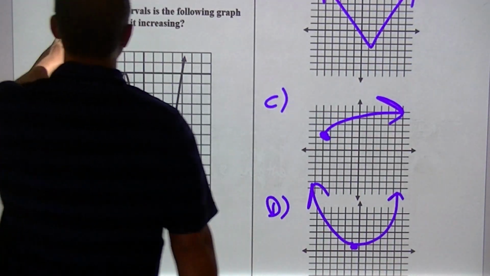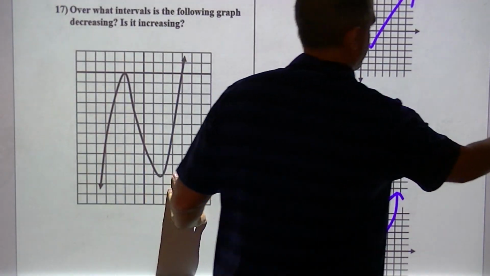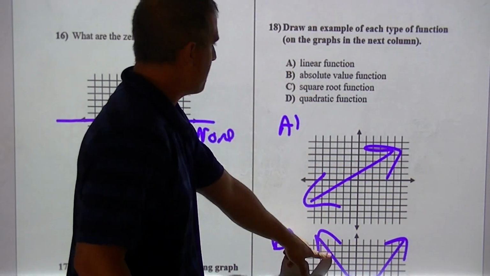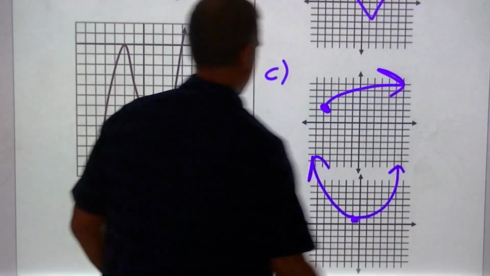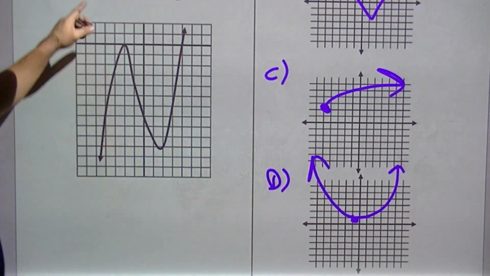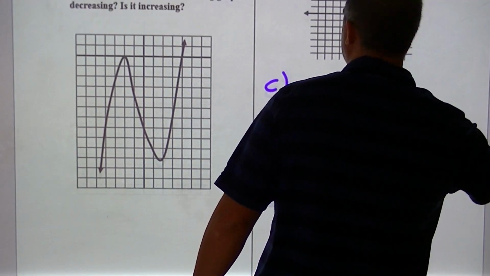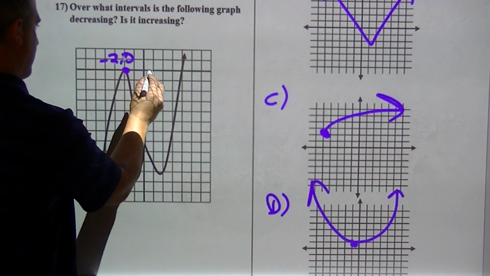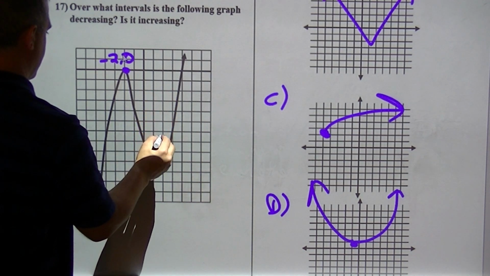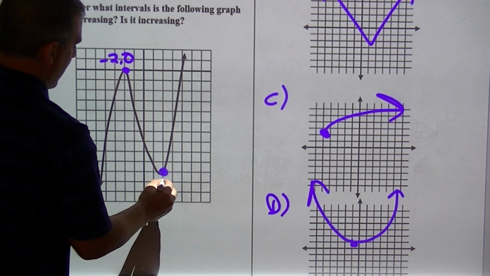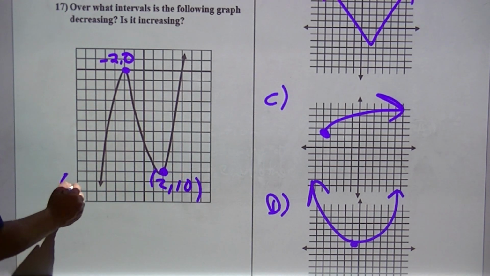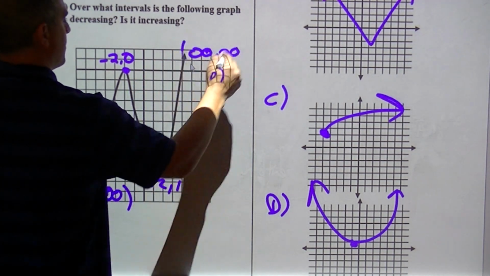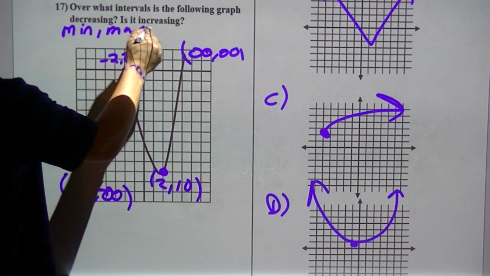All right? What intervals is the following? So let me go there. I was probably standing in the way. All right, so a linear function is a line, absolute value function V, square root looks like that, quadratic looks like that. What intervals is the following graph increasing or decreasing? So what you need to know here is that would be -2, 0. This would be like 1, 2, 3, 4, 5, 6, 7, 8, 9, 10. So let's say about 10. All right, this would be negative infinity, left arrow going down, positive, positive. So you got to label the min and max, and then the arrows.